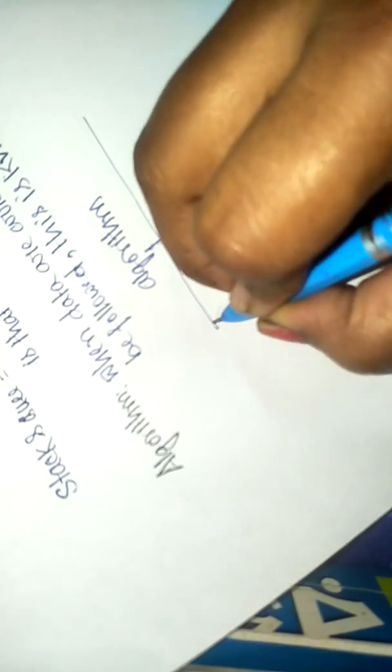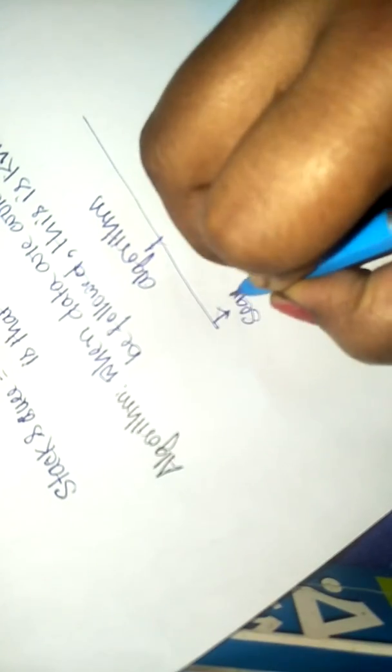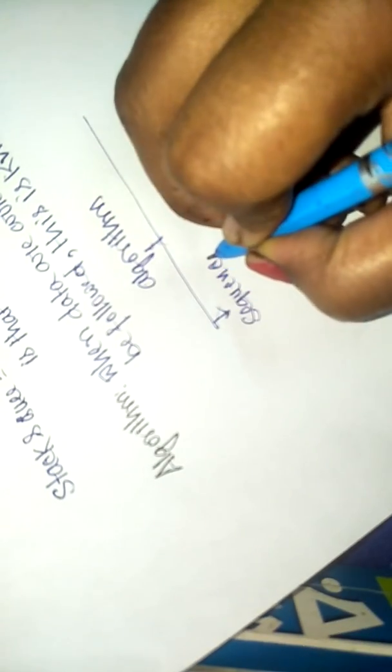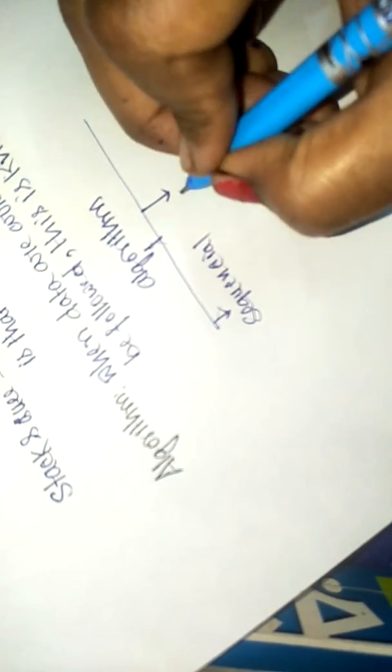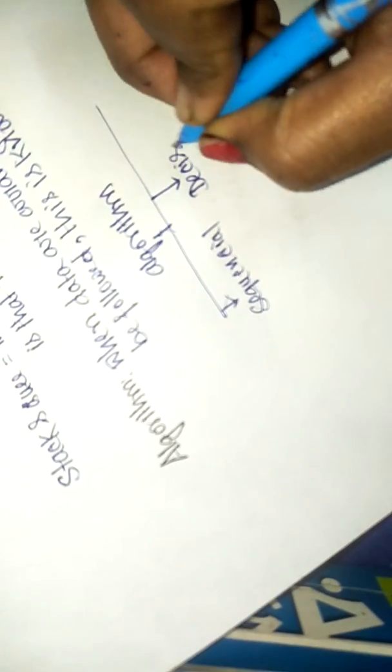which also contains sequential, decision, and repetitive parts. So the algorithm contains this step by step process, which is known as the sequential part. Then decision: you are going to add, this is a decision. And you have to show the result, this is repetitive.